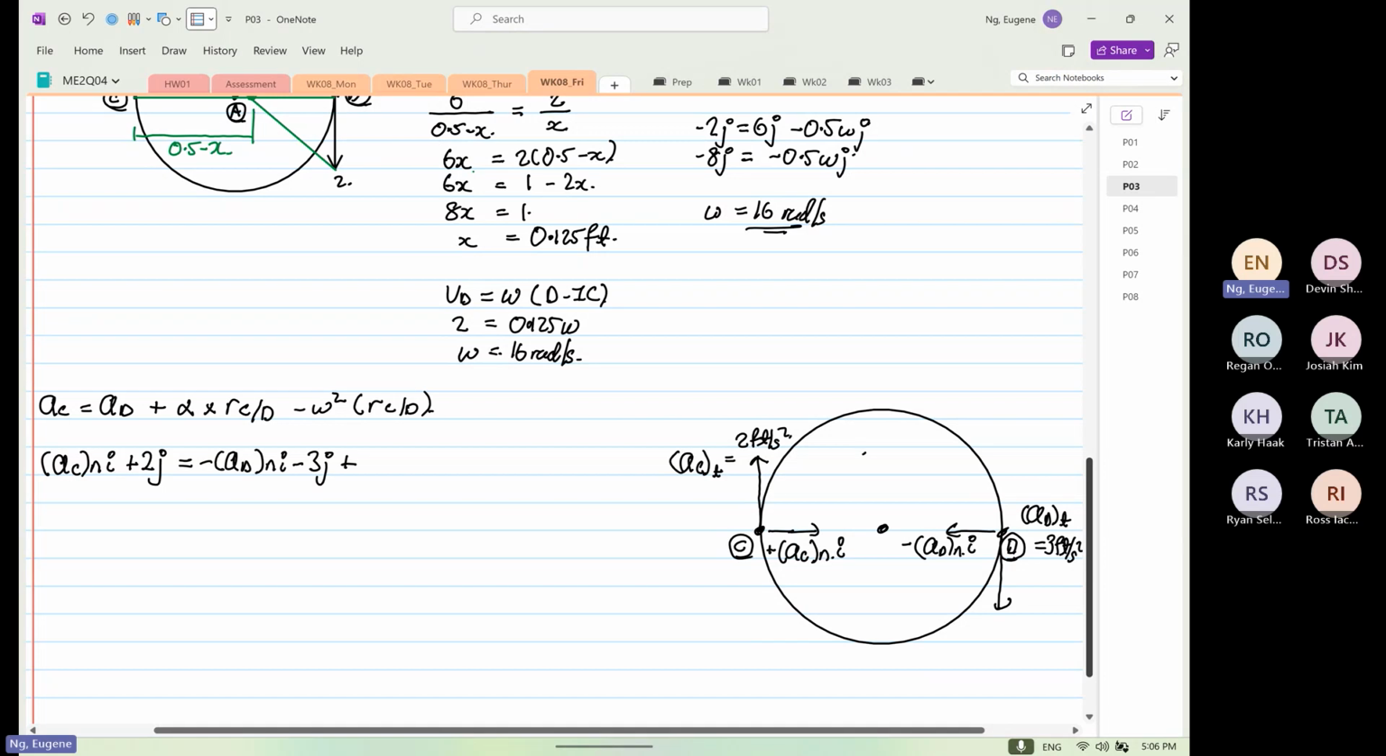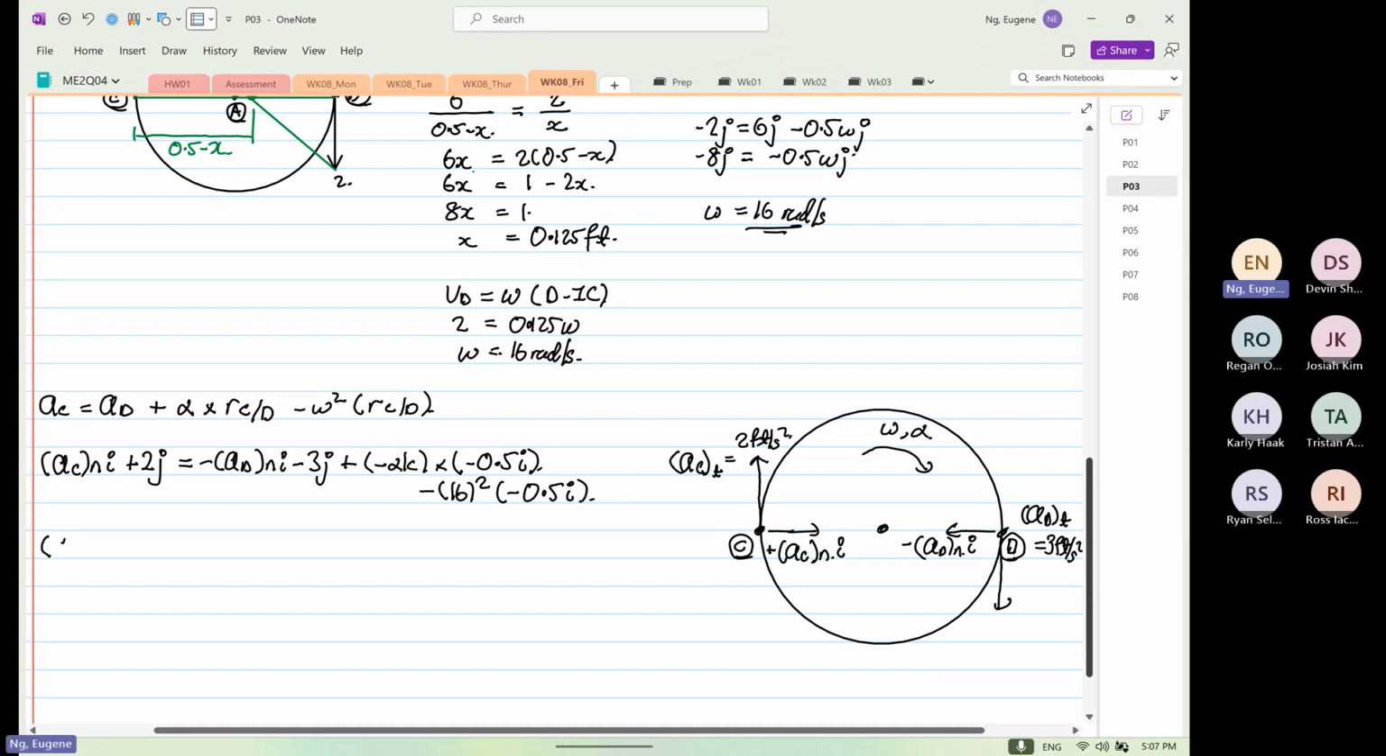Plus, now we know that omega is in this direction. I'm going to assume that alpha is also in that direction. That's an assumption. Later on, if wrong, you all know that it will flip around. So alpha, now this is equal to minus alpha K cross, so point D is our reference, C, right? So it's minus 0.5 I, because it's on the left-hand side of D. And then we have minus 16 squared times minus 0.5 I. So this is our whole expression over here.